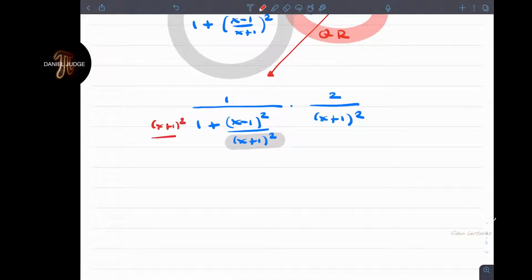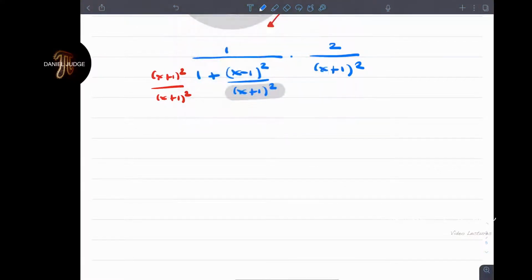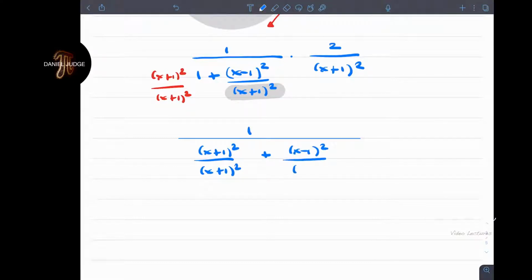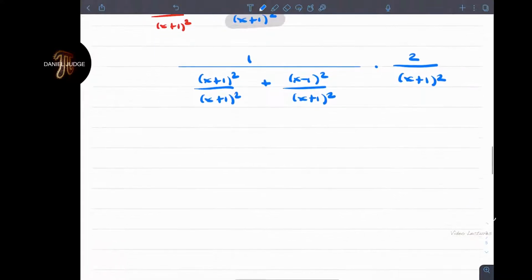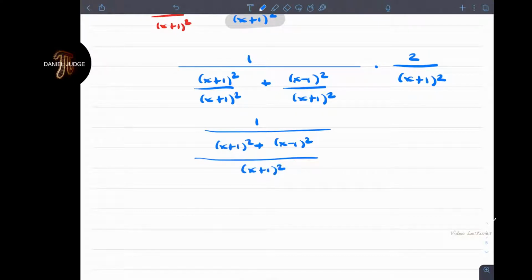I'm going to write this as x plus 1 squared over x plus 1 squared. So in this denominator portion, you get x plus 1 squared over x plus 1 squared. And don't forget 2 over x plus 1 squared. So we're now going to be able to add these fractions here in the bottom here, the denominator. And you'll have x plus 1 squared plus x minus 1 squared over x plus 1 squared times 2 over the x plus 1 squared.